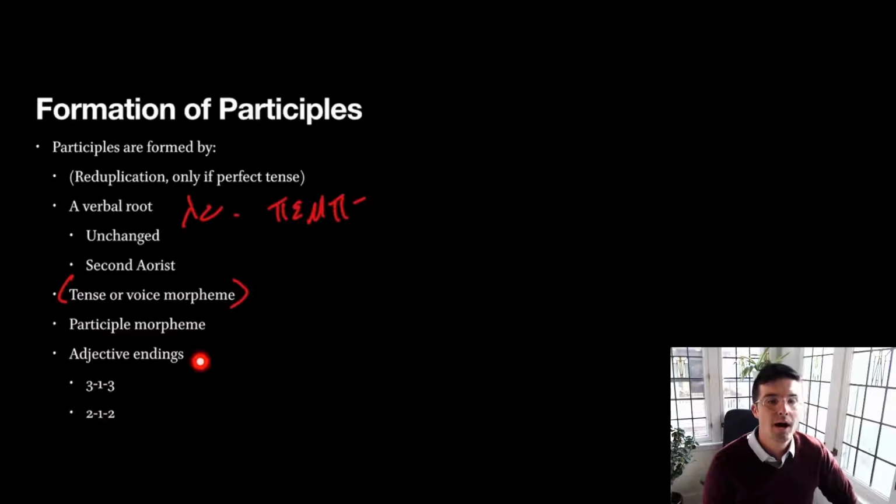And then for their endings, to indicate case, gender, and number, they're going to add on those adjective or noun endings in the third declension, the first declension, and the third declension. So this is going to be one category of participles that use third declension endings in the masculine and the neuter, and first declension endings for the feminine, and another category of participles that use second declension endings for the masculine and the neuter, and first declension endings for the feminine. So these are all our basic building blocks of the participles.